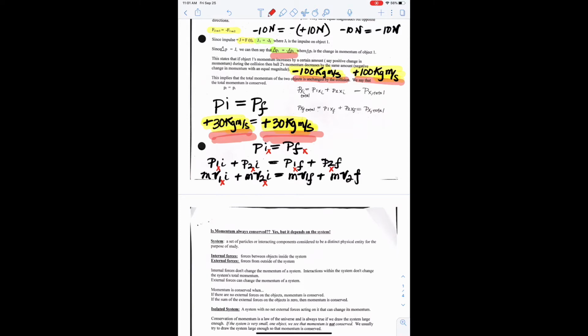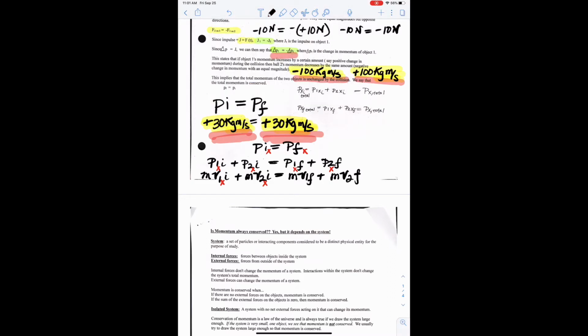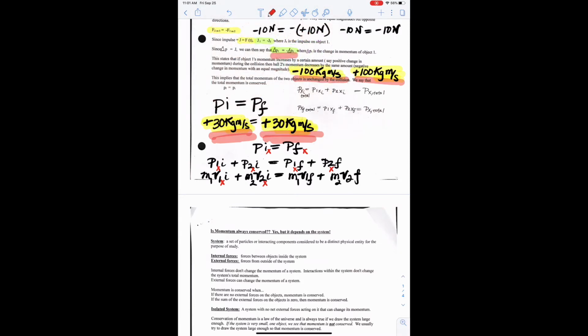whoops, I forgot some 1s and 2s there. Just realized that. Let's add those in before I go further. So this should have been M1. This should have been M2. This should have been M1. This should have been M2. And I'm going to go back now and add the red x's and finish that off. So on the final side, M1 V1x final, M2 V2x final. And you could rewrite the whole thing again in the y direction.